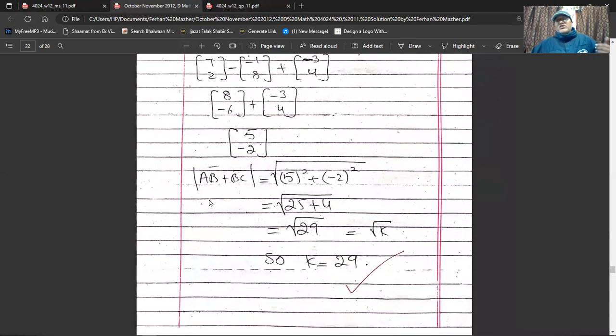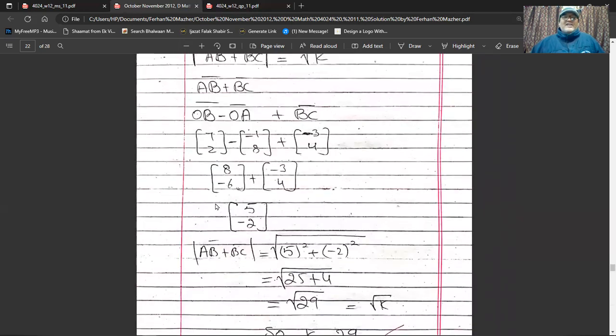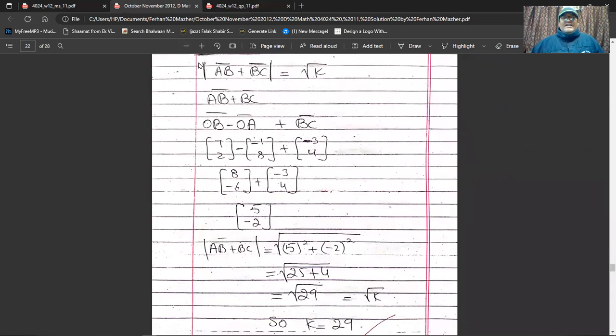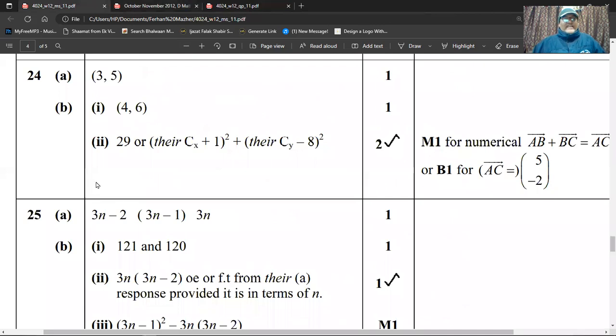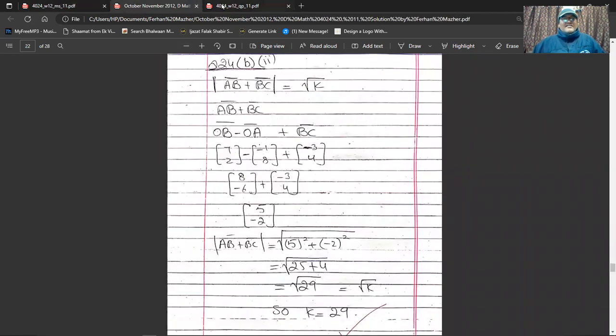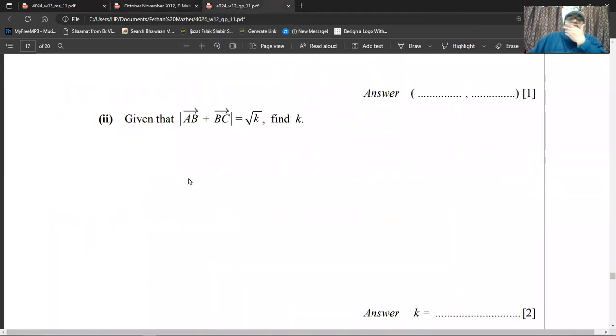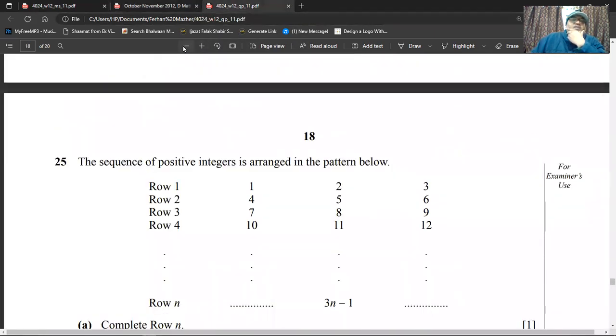So you want its magnitude. The magnitude is the square root of x squared plus y squared. So it will be 5 squared plus (-2) squared. It will be 25 plus 4, so it will be 29, square root of 29. They said the answer will be square root of k, so it means k is equal to 29. We have to reduce the size. So k is 29. That is how this is done. You should remember the position vector.